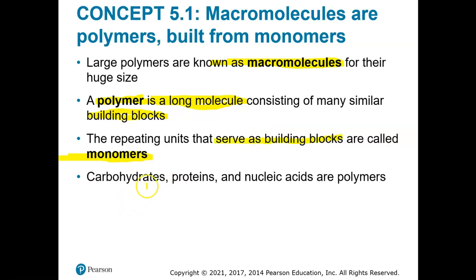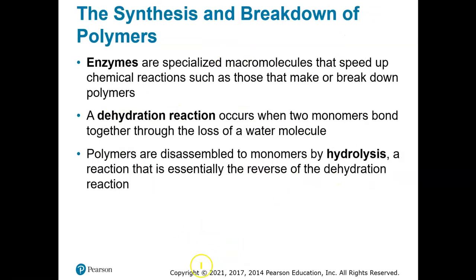So carbohydrates, proteins, and nucleic acids, all 3 of those are polymers. Lipids are large, but we don't call them polymers because they're really not long chains of monomers like the rest of them are. Lipids are just large. So we'll talk about what makes up a lipid, but the other 3 are long chains of smaller building blocks. Now, we're also going to talk about enzymes, which are actually a special type of protein.